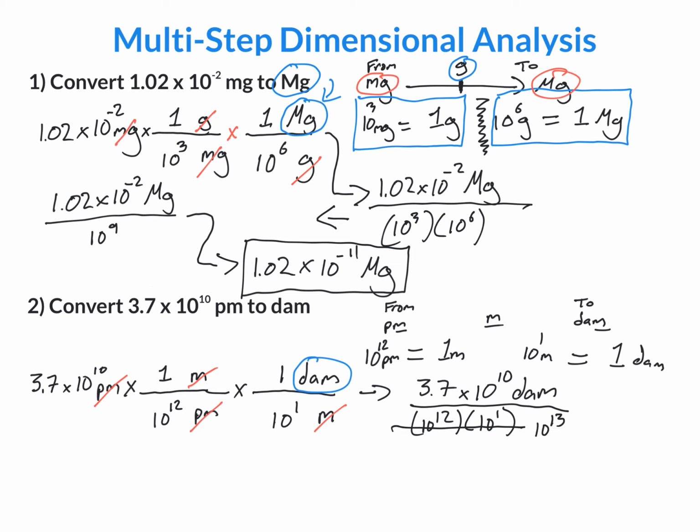Now, if we simplify it even further with division in scientific notation, we remember that the first step is to divide the front number, which is 3.7, and then subtract our exponents. 10 minus 13 gives us what exponent? 10 to the negative 3 decameters. That is our final answer. No calculator needed.